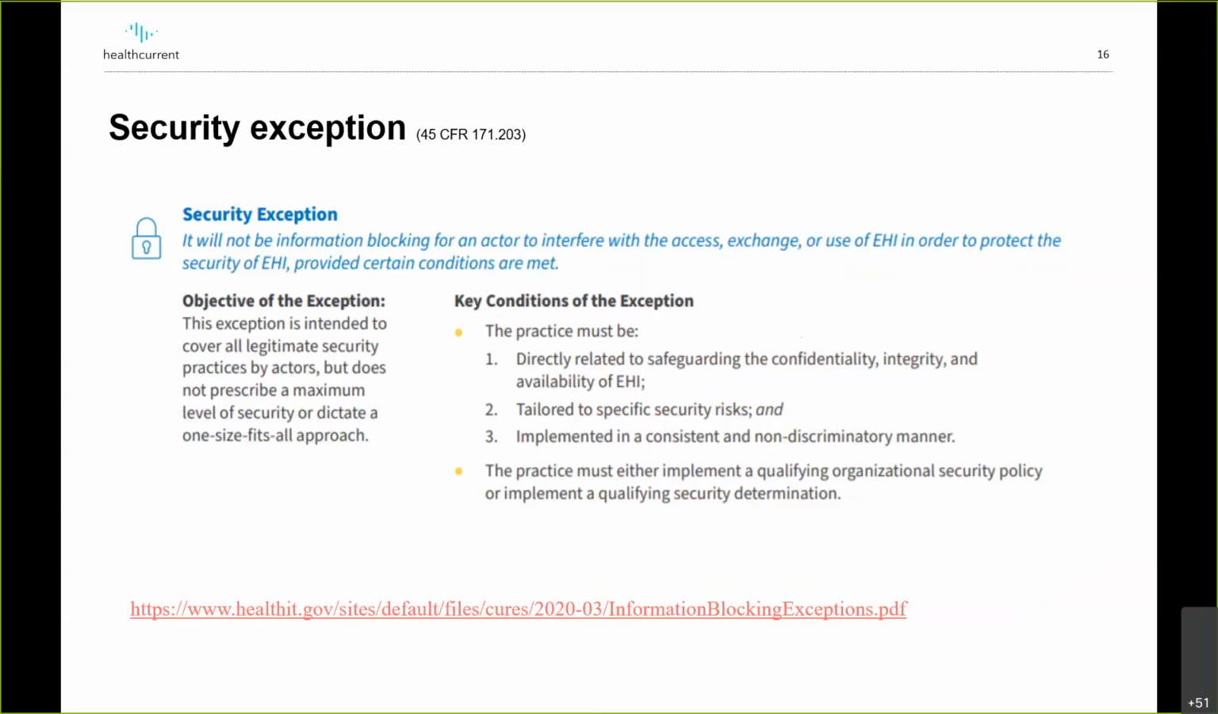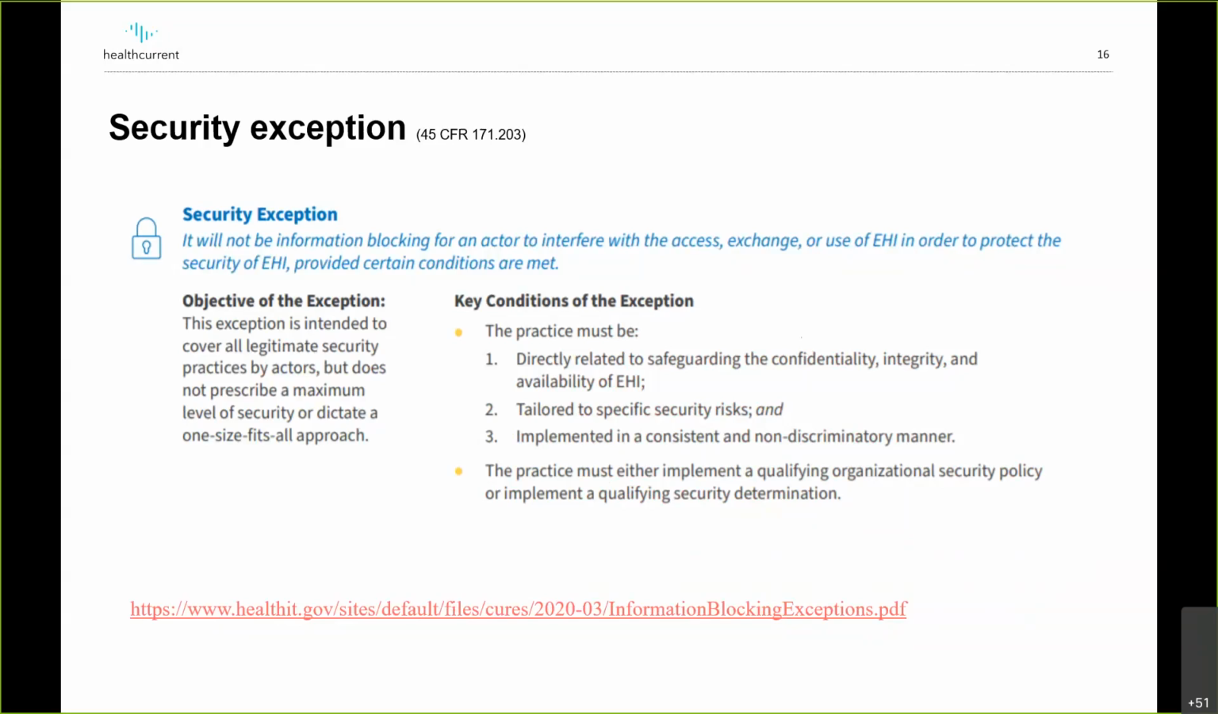But again, in order to qualify for this exception, what you're doing has to be directly related to protecting the EHI information. It has to be tailored to that specific security risk. Again, implemented in a consistent and non-discriminatory practice. And you're either going to need to document why you're doing it on a case-by-case basis, or have it covered in your organizational security policy.